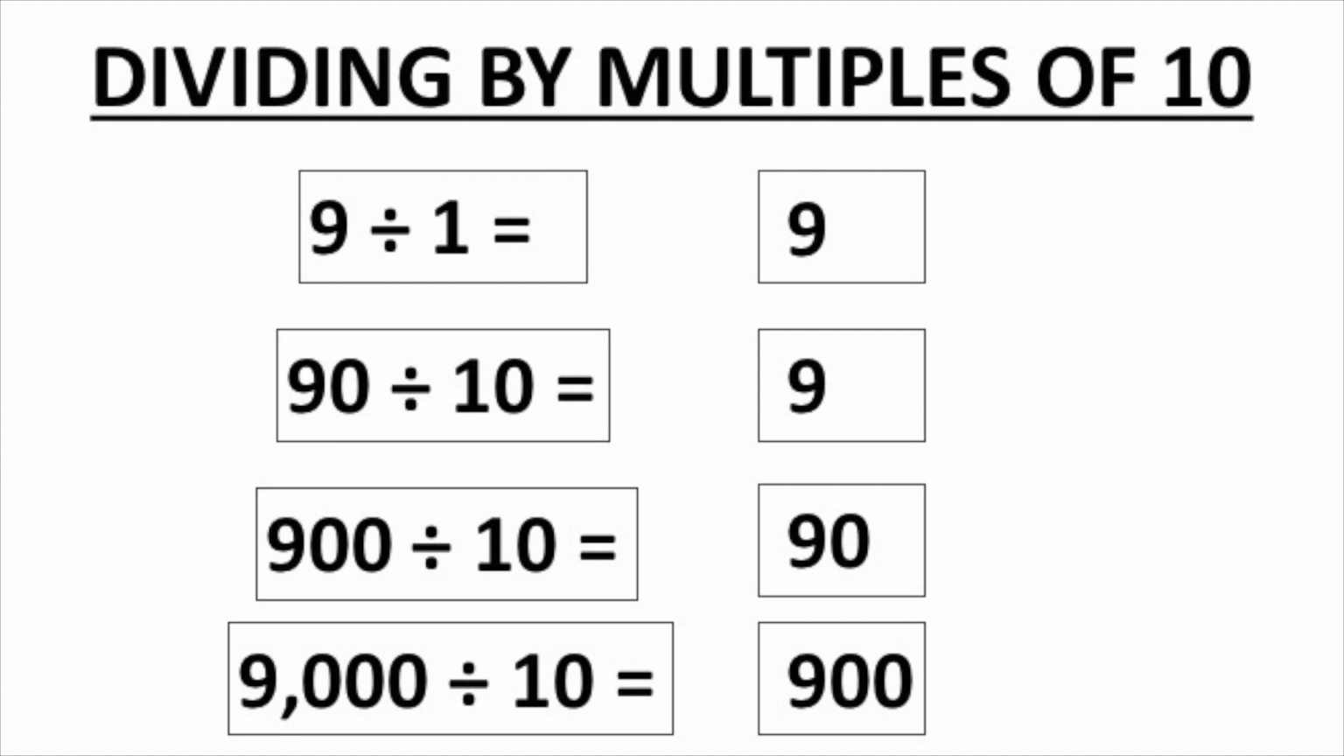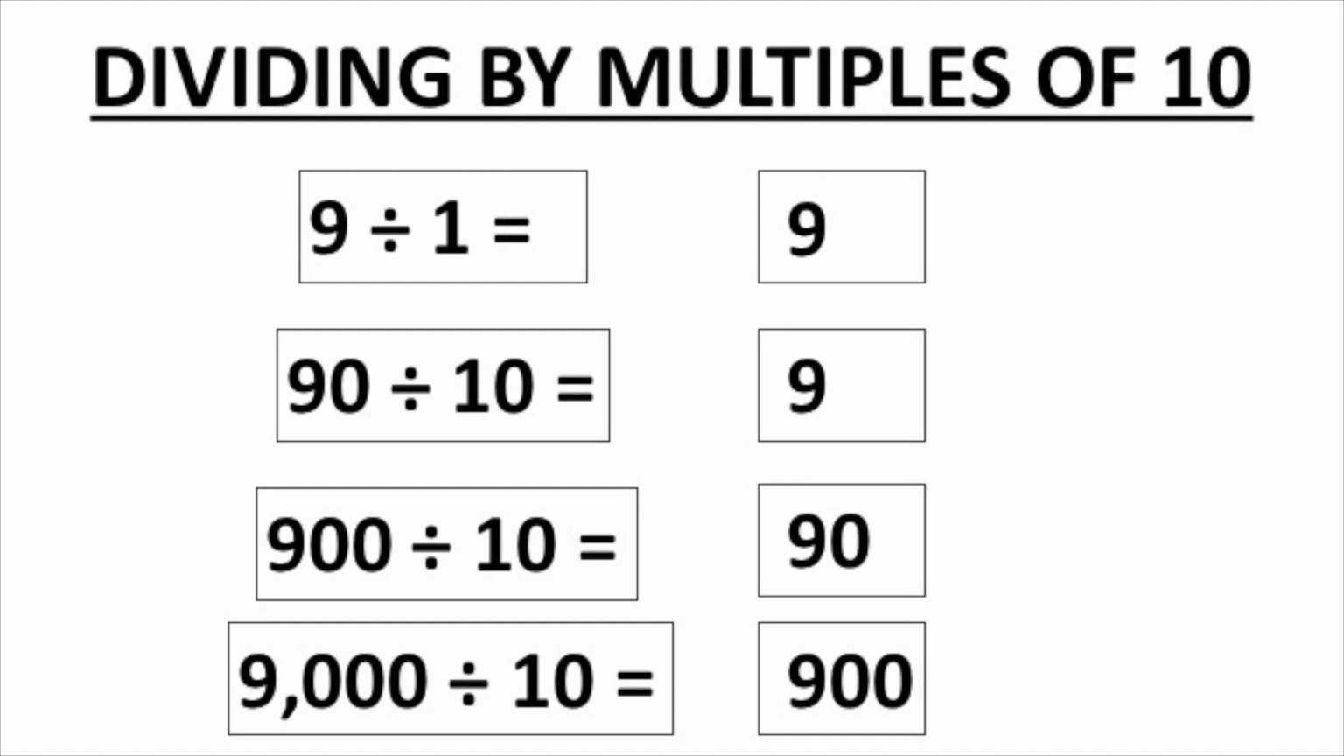Dividing by multiples of 10. Okay, 9 divided by 1 equals 9. Okay, that one's fairly easy. No zeros. 9 divided by 1 equals 9. Okay, so now let's look with some zeros.